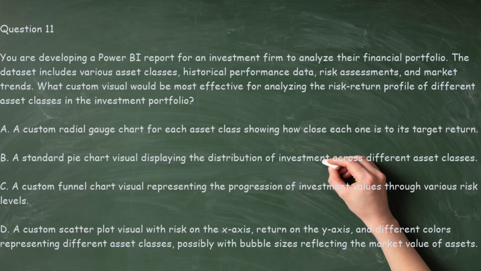D. A custom scatter plot visual with risk on the x-axis, return on the y-axis, and different colors representing different asset classes, possibly with bubble sizes reflecting the market value of assets.